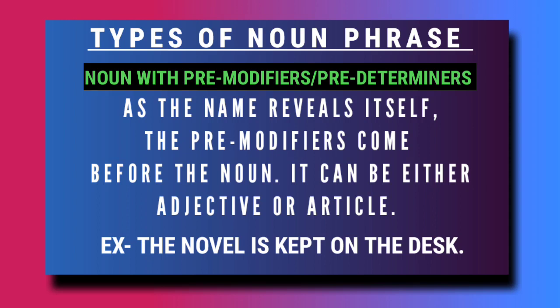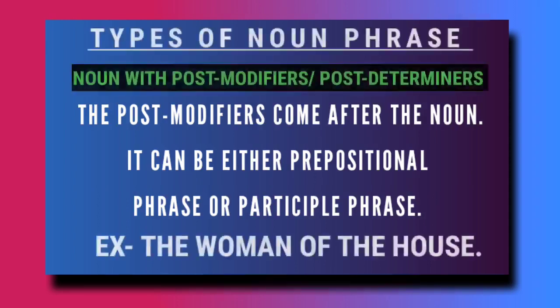Well, you have seen already, as the name reveals itself, the premodifiers come before the noun. It can be either adjective or article. So anything, whether it can be an adjective or article, anything as a modifier, when it comes before any noun, that becomes a premodifier. For example, if I say here the novel is kept on the desk, so here the is a premodifier because it's modifying the novel.